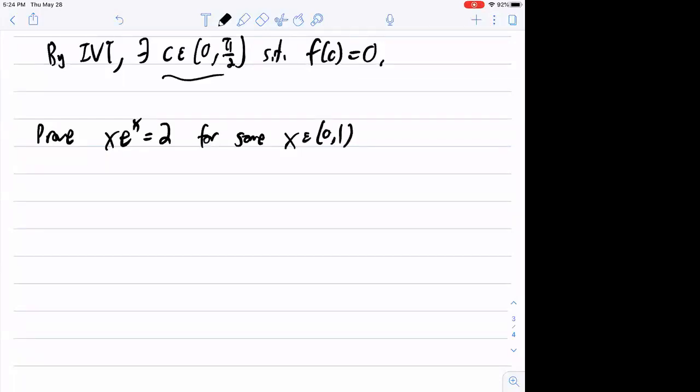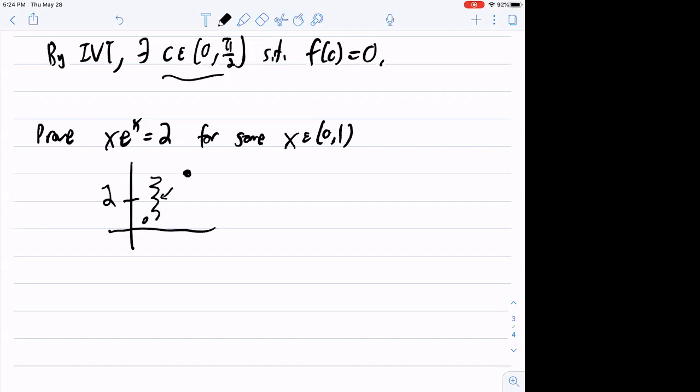Again, you can boil this down to subtracting 2 on both sides and showing you're negative and positive. Another way is the same idea: find a value below 2 and find a value above 2, and then since x e to the x is continuous, you get every value in between. So in particular, you get 2. It's just that you're centered at a different place.